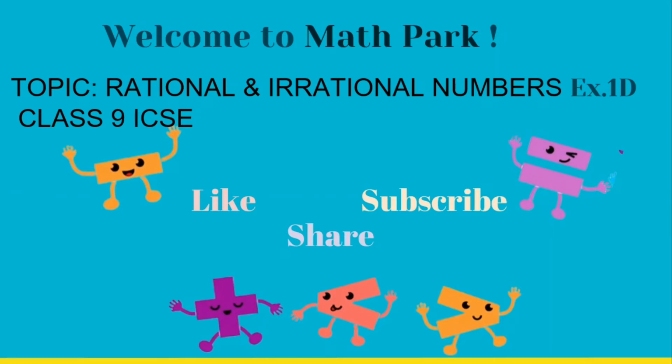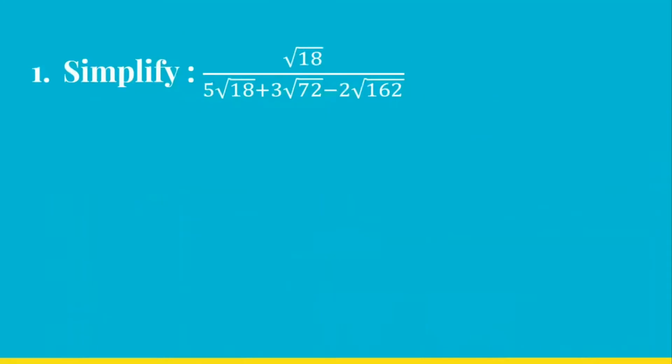Here we go, children, and we start with the first question. Simplify root 18 upon 5 root 18 plus 3 root 72 minus 2 root 162. When we look at this, you can factor or split 72, and you will find 18 in it. So here we go.